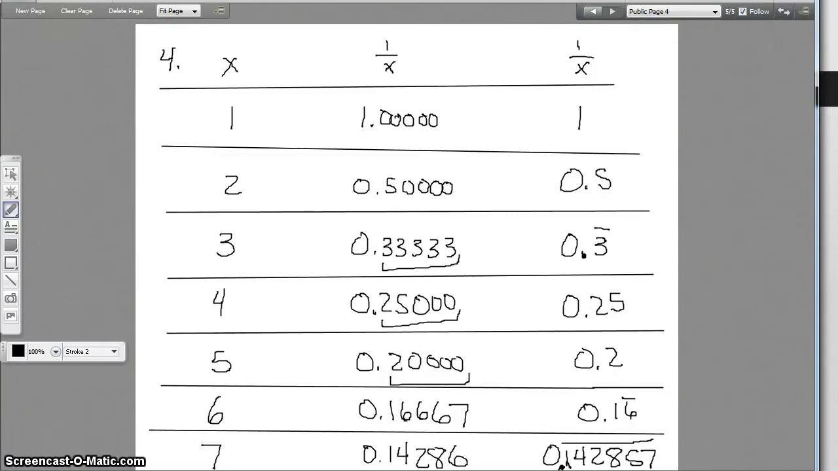This is Jacob's Algebra, Chapter 14, Lesson 1, Part 2.